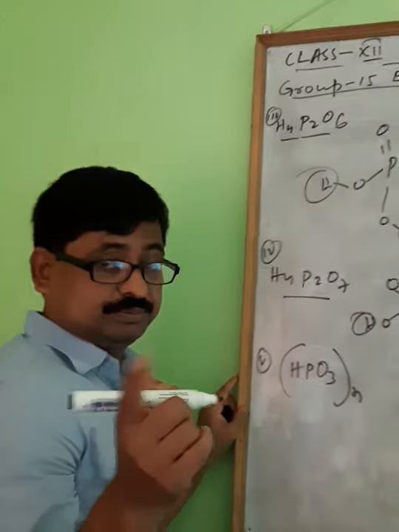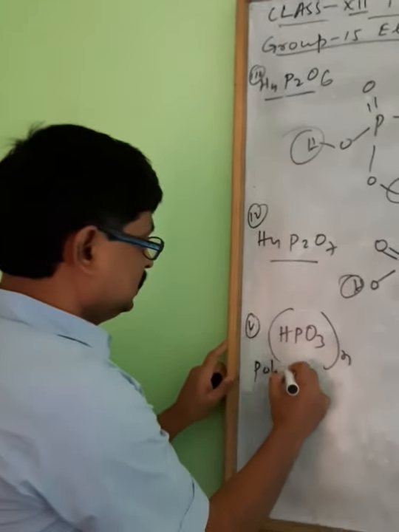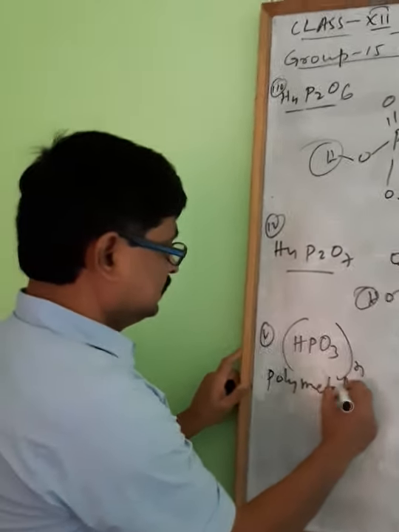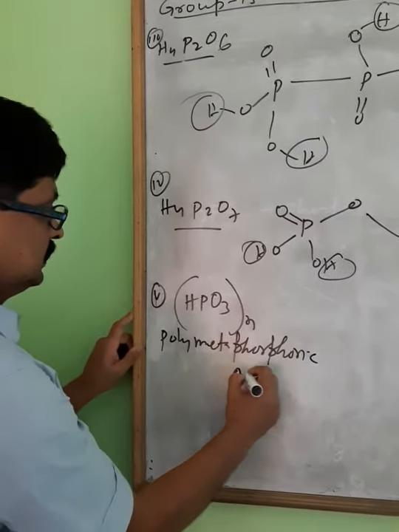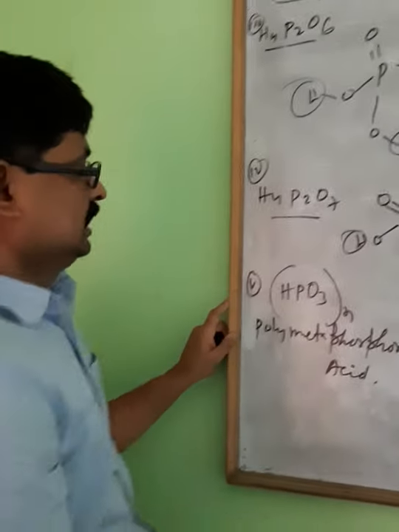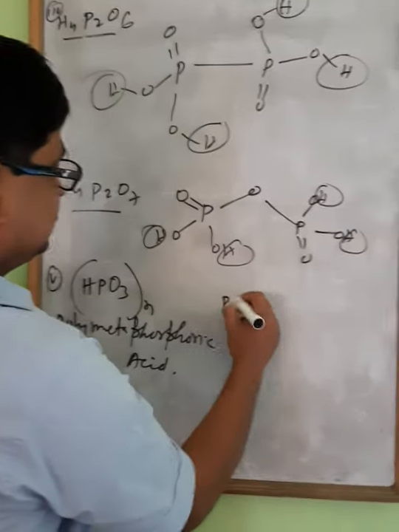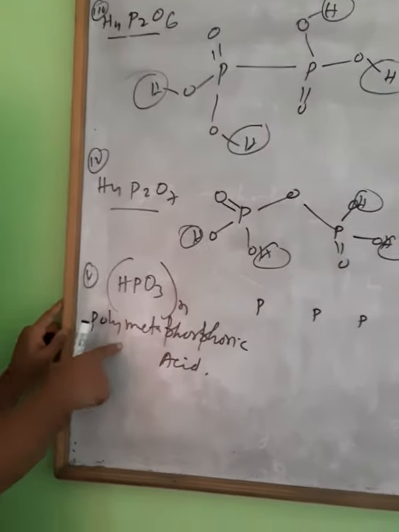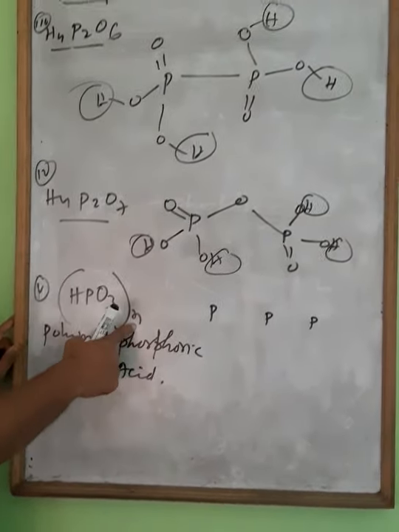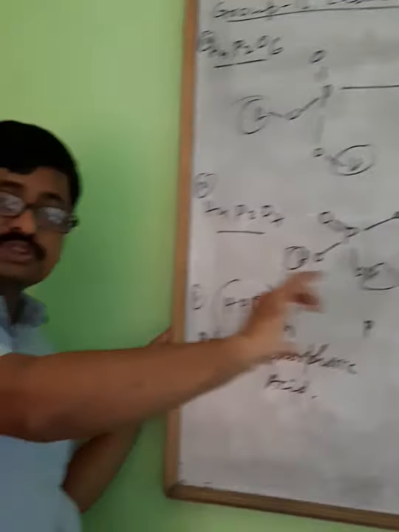Polymetaphosphoric acid. Very important, it will come in the board exam. What is this? Polymetaphosphoric acid. And the structure will be like this. P would be like this. P. Actually, poly means what? So many. And the n, that is the polymer chain.